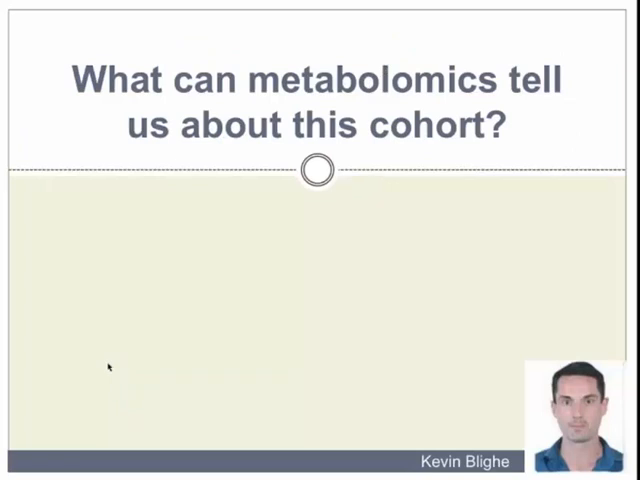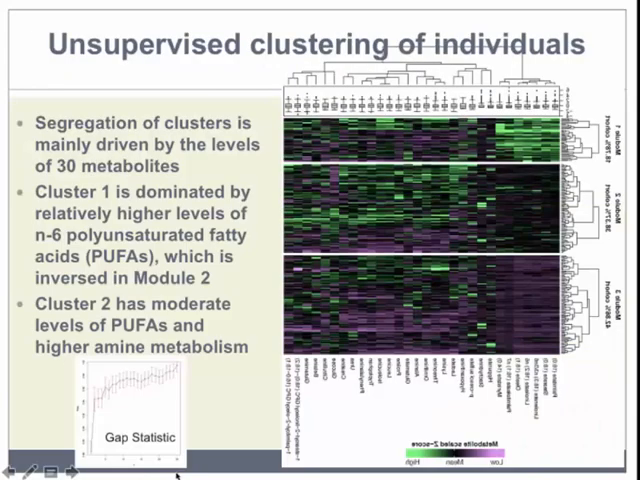For the first question, we asked what metabolomics can tell us about this cohort in general. This work was done by my postdoc, Kevin Blythe. In the initial interrogation of these data, we did unsupervised clustering of individuals, and one of the things we noted was that there were 3 primary types of offspring that we could identify.